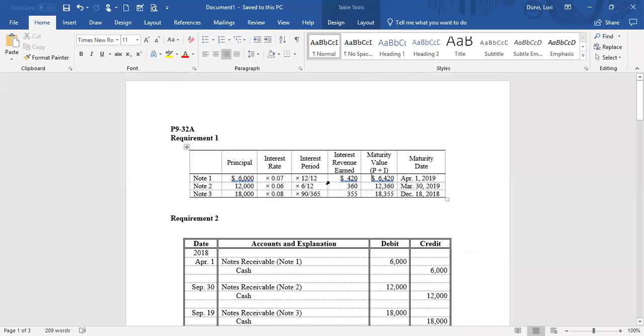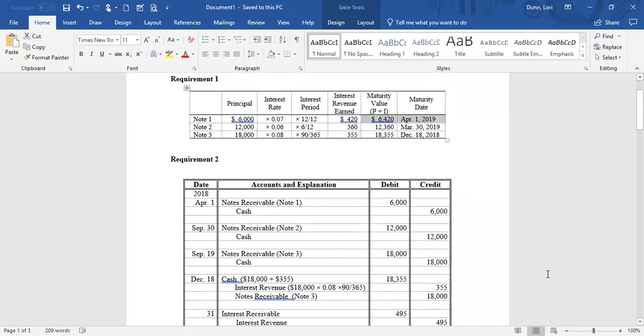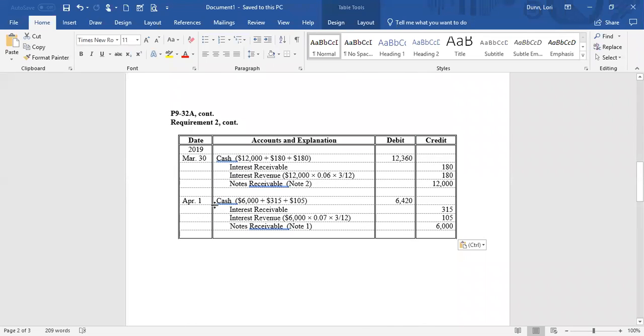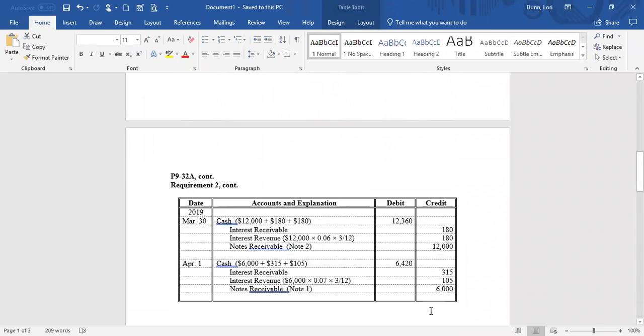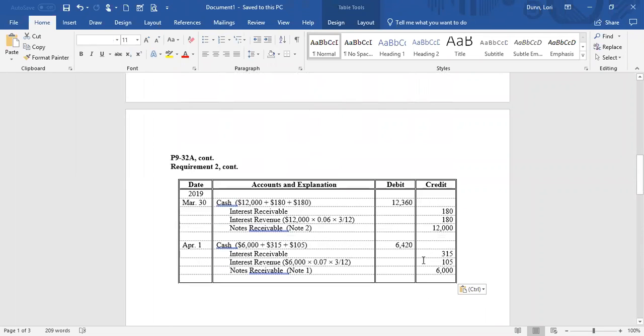Here it is. This first loan matures at a maturity value of $6,420 on April 1st, 2019. So we'll be debiting cash for the $6,420. Credit note receivable for the principal. Got to reduce it for the principal because that's what we recorded it at. The part of the interest we recognized as revenue last year and is sitting as a debit in interest receivable, right in here, guys. Here it is right here, the $315, we credit interest receivable for.